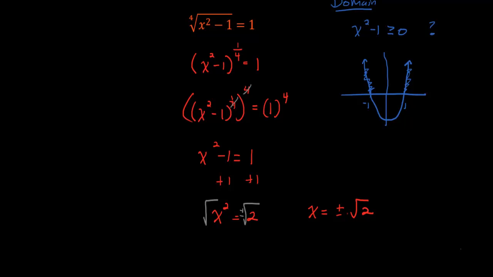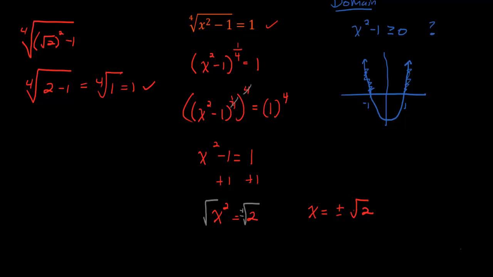So I always recommend, and I think it's important and a necessity, to plug in at the very end. So let's go ahead and plug in our first solution. So we're going to have the fourth root of positive square root of 2 squared minus 1. The square root of 2 squared cancels, so we're going to have the fourth root of 2 minus 1, which gives me the fourth root of 1, and that equals a value of 1, which is what we expected. So that's a check for the positive square root of 2.